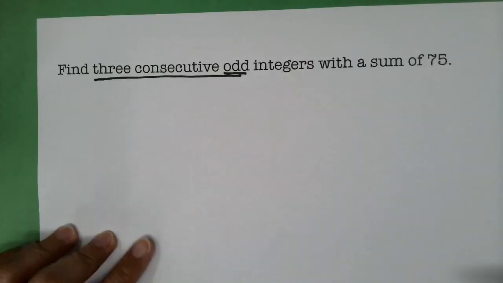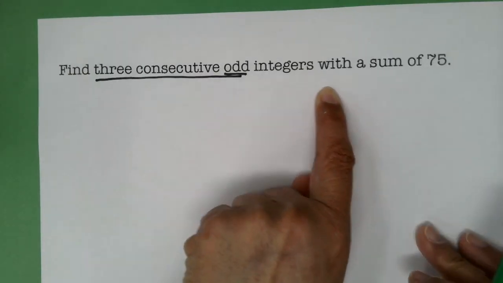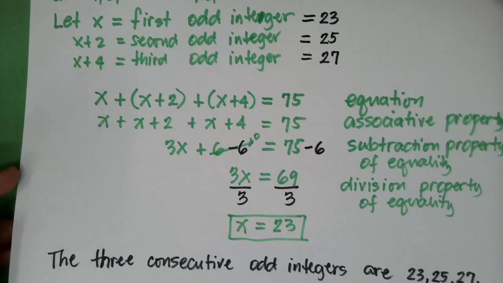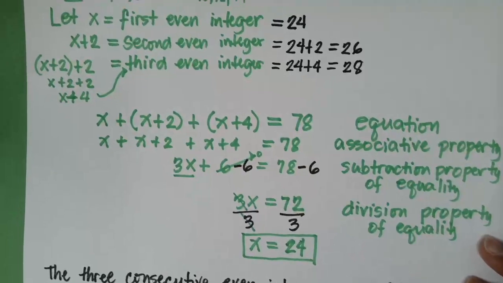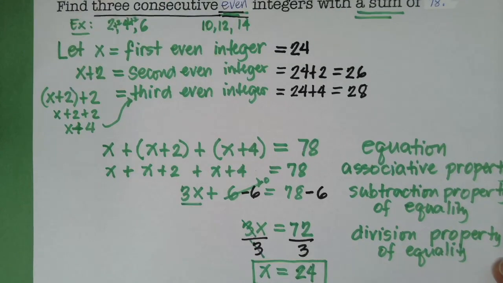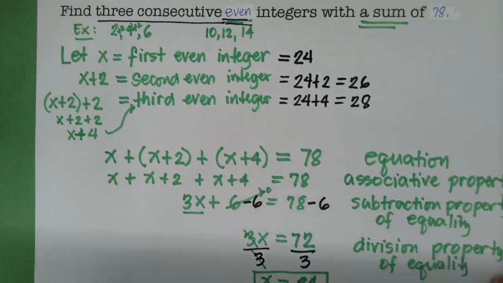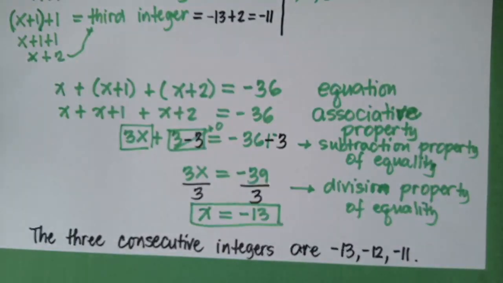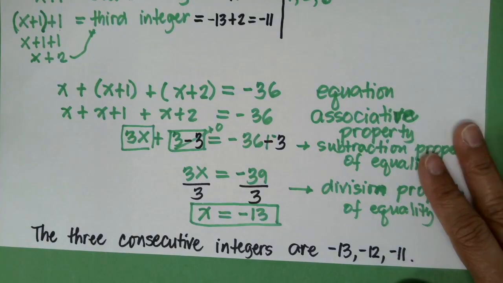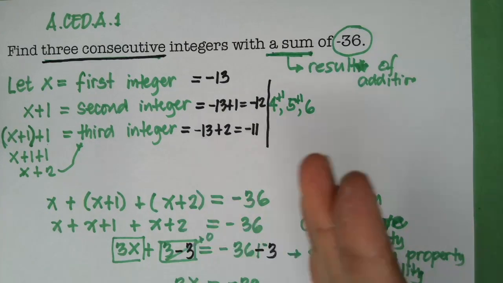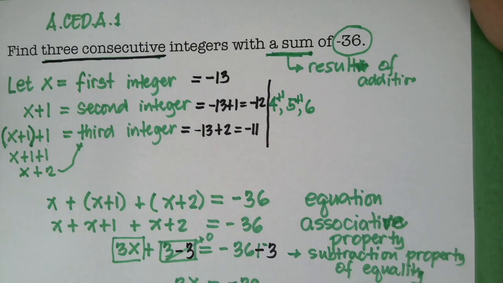Alright, this time, let's find 3 consecutive odd integers with a sum of 75. So the difference between odd integers, this is for the consecutive even integers. Okay, representation are the same. And then we have for the consecutive integers, just simply the ordinary integers. Okay, hope you get it and practice.